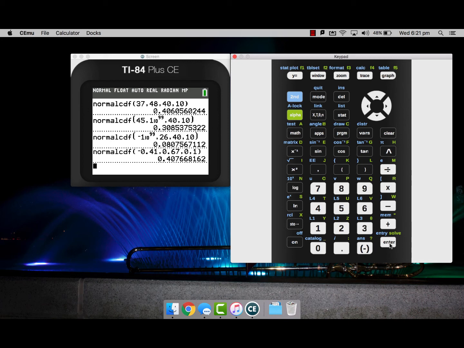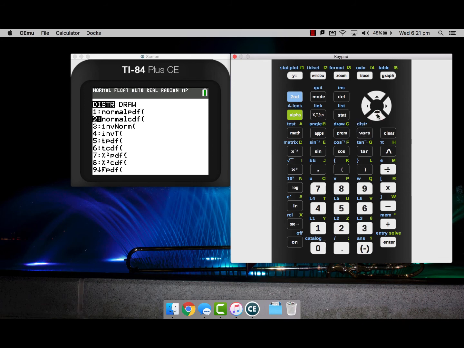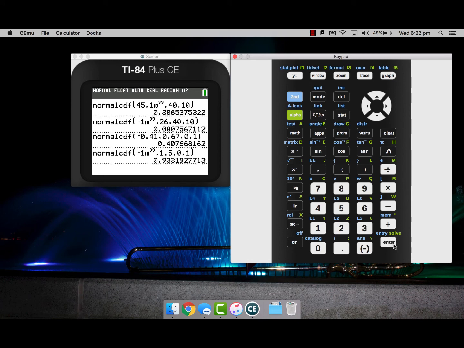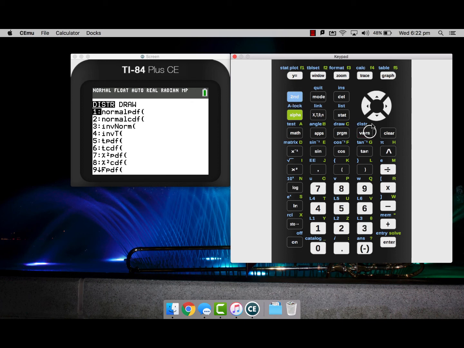Let's look at the next example, where we're going to be less than 1.5. So again, second, dist, normal CDF. Our lower bound is going to be negative 1 times 10 to the power of 99, and our upper bound in this case is 1.5. Enter, enter, because those stay the same, and paste that value in. Enter, we should get 0.933.